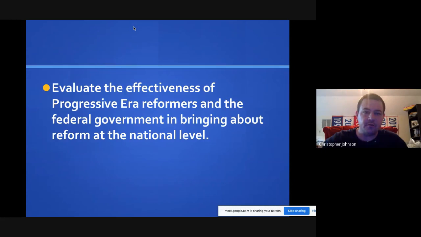What the progressive movement is, the question that I'm going to have for you is: evaluate the effectiveness of the reformers and the federal government to bring about reform at the national level. So did the federal government do enough? Did the reformers do enough to cause enough change to happen in the progressive era?